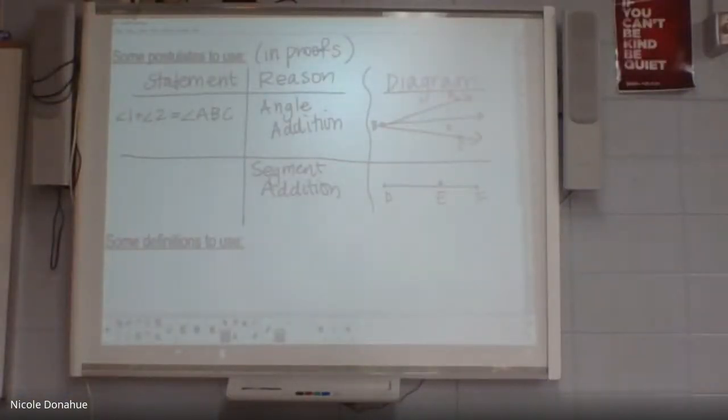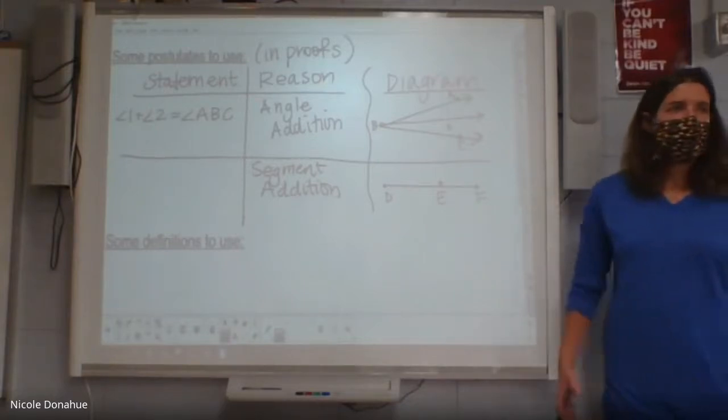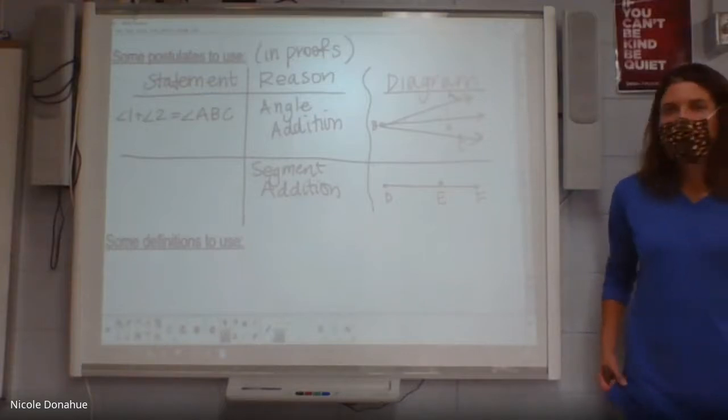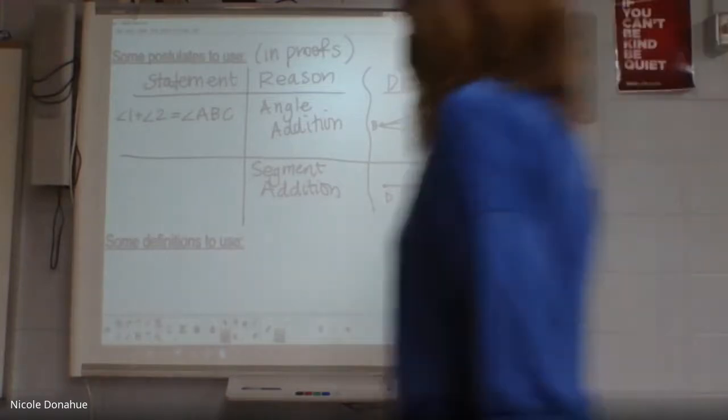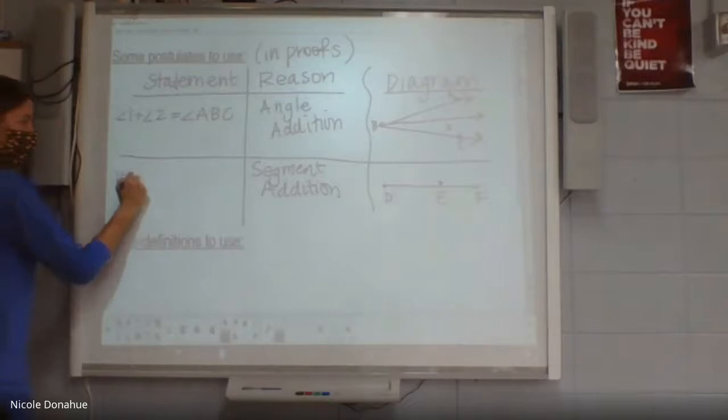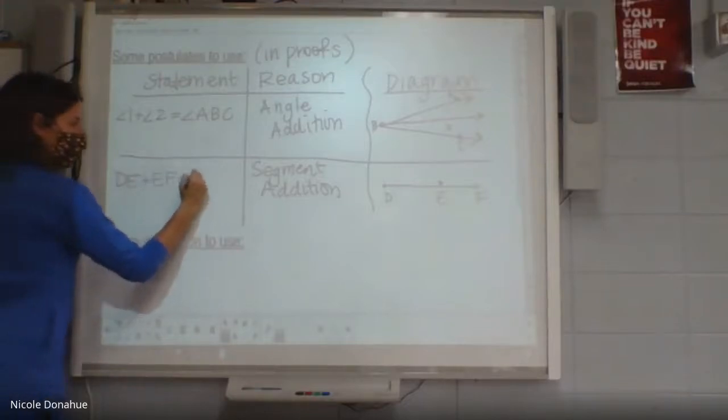So tell me how I would write that statement. What would the segment addition statement be? It's going to be two segments that add up to a third. How could I write that? Give me one of the smaller segments. Yeah, DE plus EF equals DF.